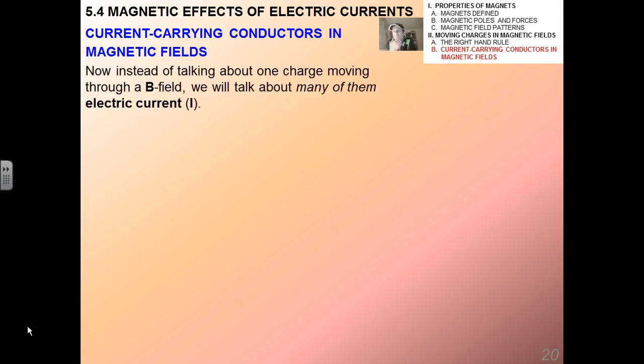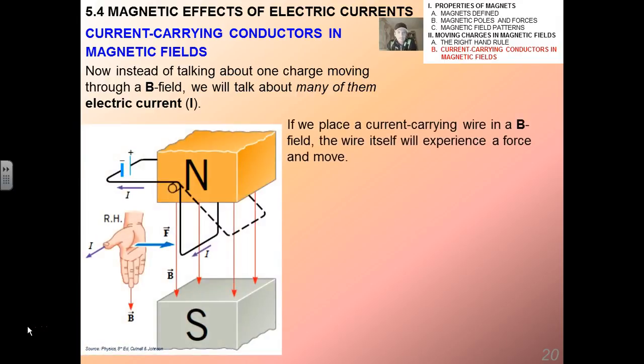Now you know that the magnetic force on a moving charge is given by QVB sine theta, QV cross B. It's a very simple extension to the idea of current through a wire in a magnetic field, because of course current is just a whole bunch of charge moving per unit time. So instead of talking about one charge moving through a B field, we will now talk about many of them.